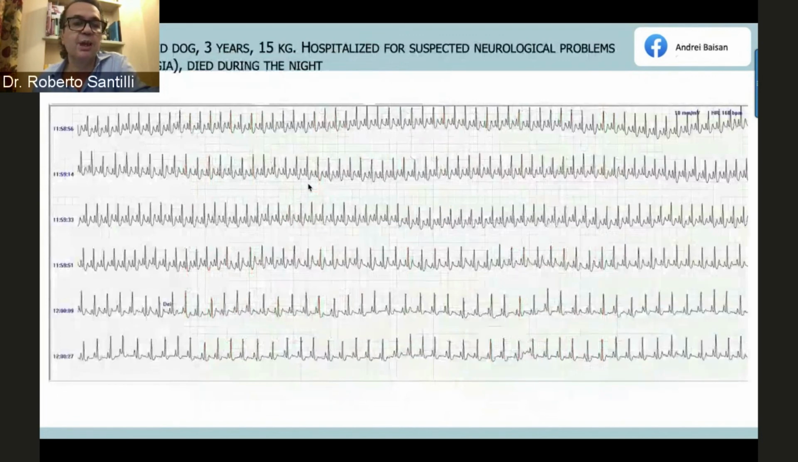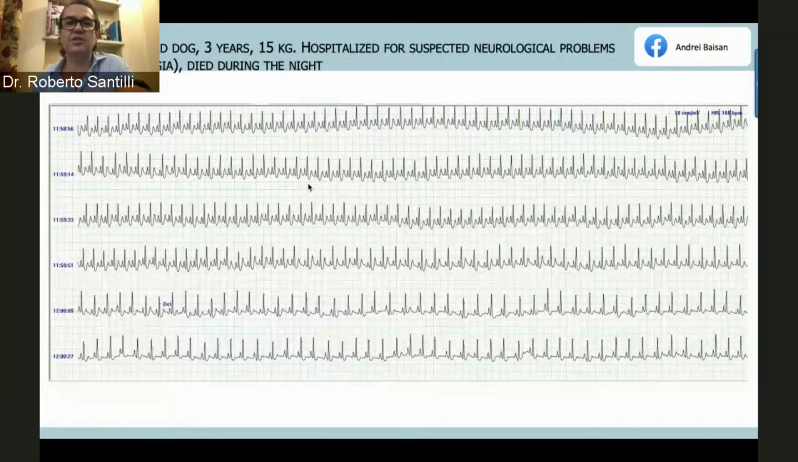So maybe, if we have enough time, we can just finish up with these dogs. And this is a 3-year-old dog hospitalized for neurological problems, tetraplegia, and he died during the night. So this is a telemetry, I think, and you can actually see this dog, considered just like lead 2, has a faster rate, but what I can see in this particular dog is the ST segment that is severely depressed over time. And sometimes with tachycardia, it can happen.